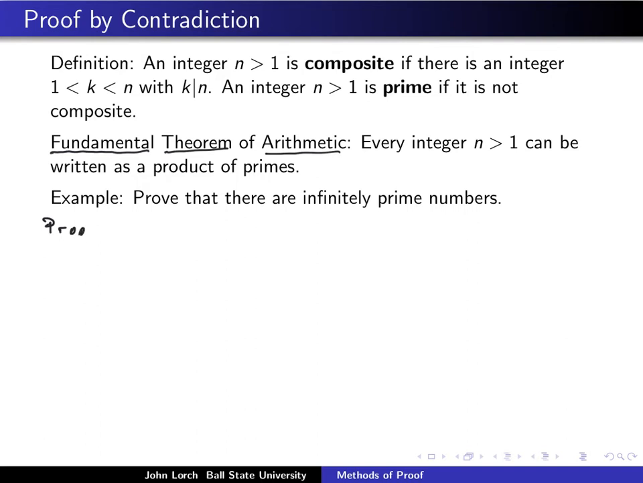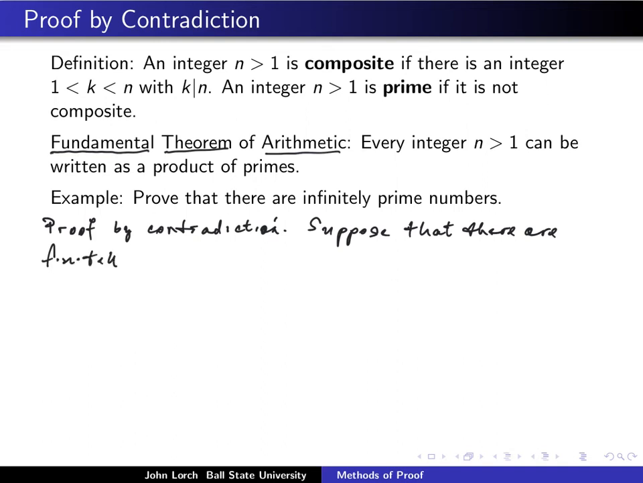So just like before, whenever we do a proof by some method other than direct proof, it's good to announce it. So we're going to do proof by contradiction here. And we're going to suppose the opposite of our statement and try to show that we're able to conclude something absurd. So let's suppose or imagine a world where there are finitely many primes. We're going to call them, say, P1 up through Pn.